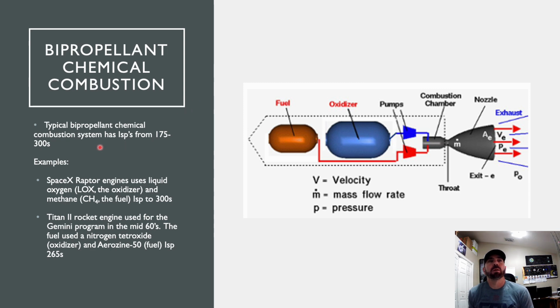A typical bipropellant chemical combustion system has Isps ranging from 175 to 300 seconds, depending on the fuel and design of the combustion chamber. Some examples are the SpaceX Raptor engines, which use a liquid oxygen oxidizer and a methane fuel, and they get Isps of up to 300 seconds. And then an older rocket, the Titan II rockets used back in the Gemini program in the mid-60s, the fuel used then was a tetroxide oxidizer and Aerozine 50 fuel, and it had Isps of 265 seconds.